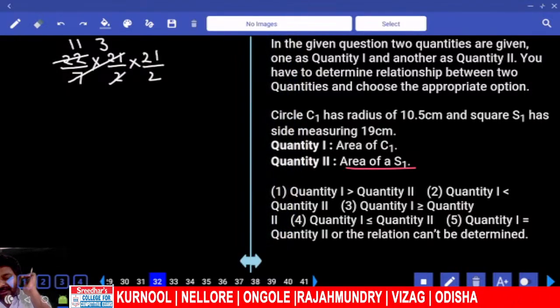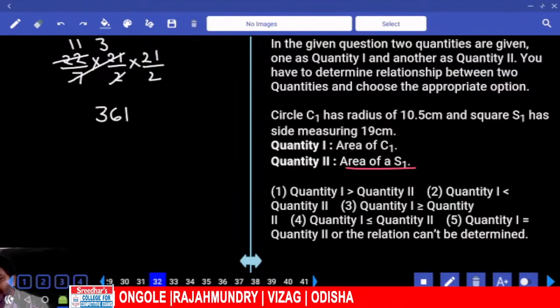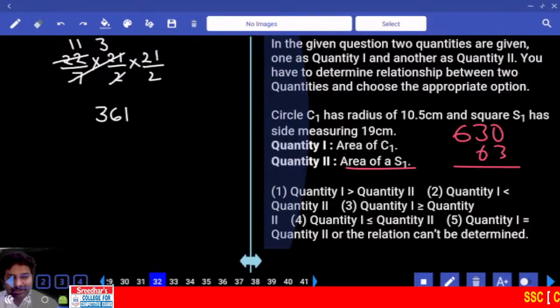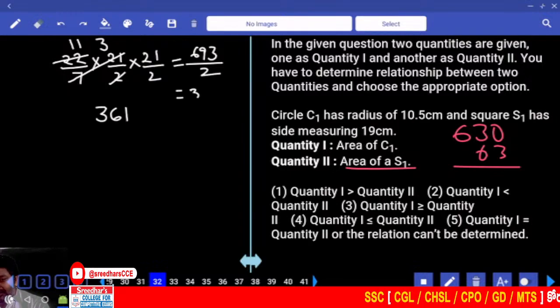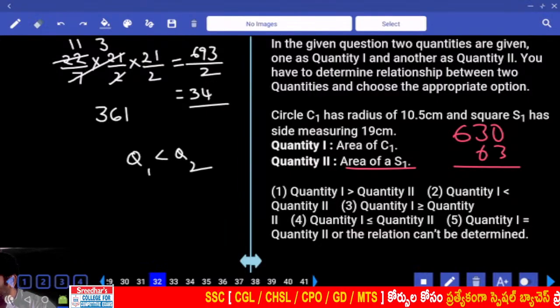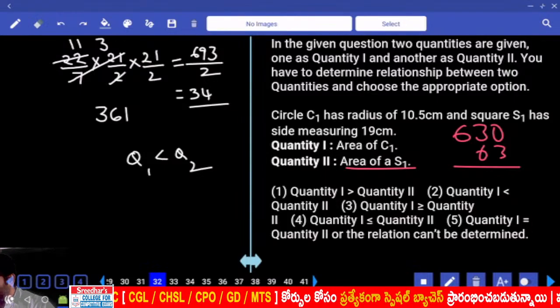Square area, side is 19, 19 square, 361. Okay. 21 3s, 63, 11 times, 63 10 times plus one more time, 693 divided by 2, which is equal to 3, 4, n. So Q1 less than Q2, because Q2 is in 360s, Q1 would be in 340s.